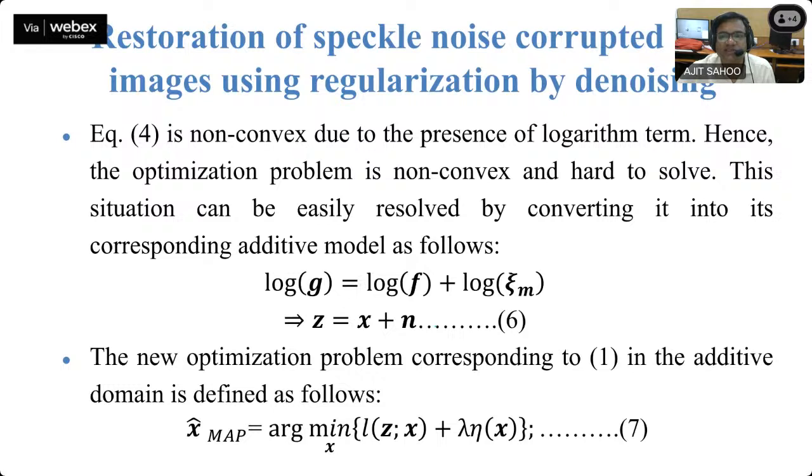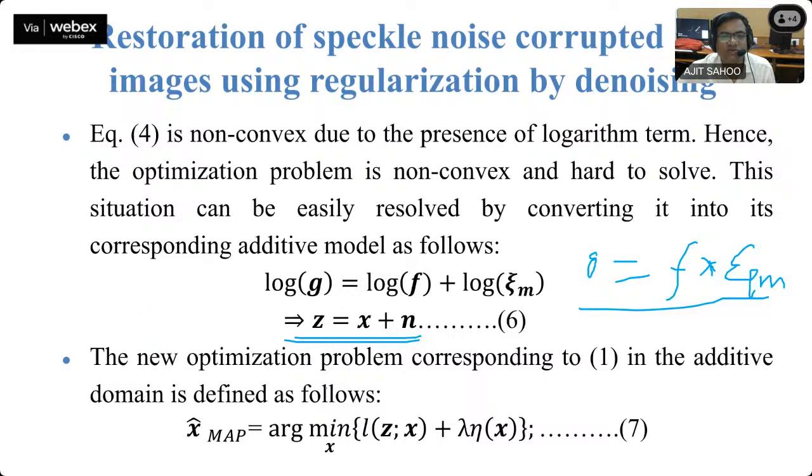So in the basics of SAR, this is a multiplicative noise. If it is a multiplicative noise, then G is equal to F into G time. So this is the multiplicative noise. So how to proceed? Take the logarithm of both sides, so it will become some additive format.